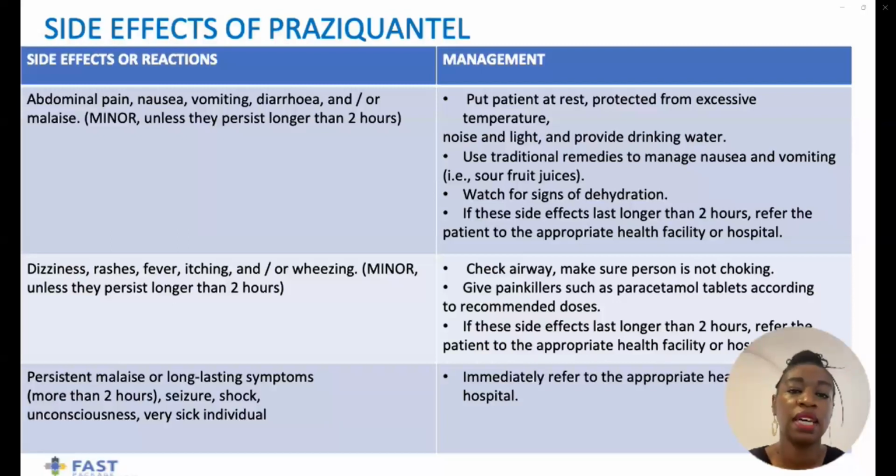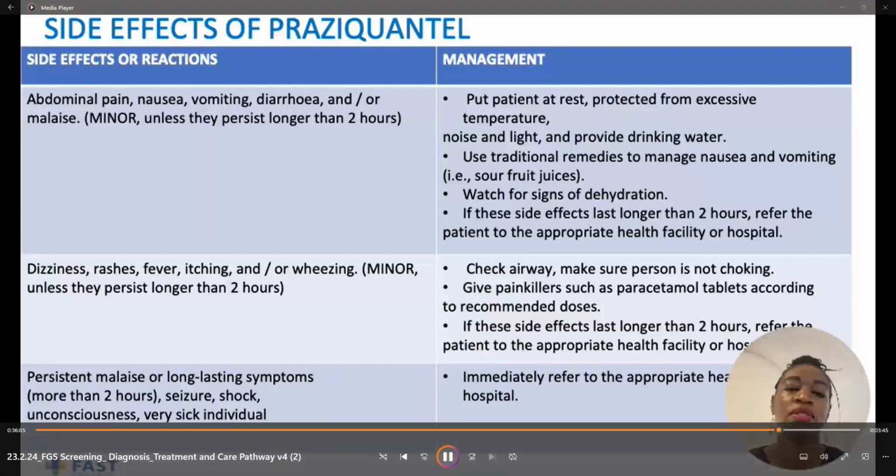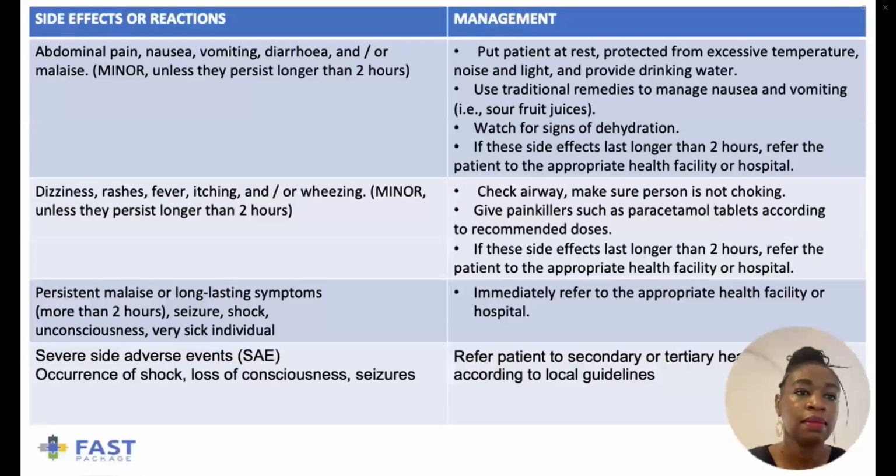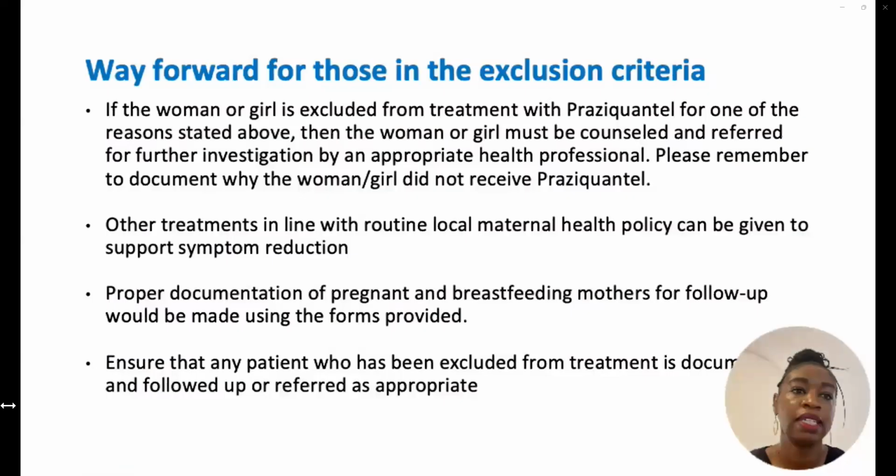But if they go beyond that, you have to intervene, and you can even give them some antihistamine as well as some anti-inflammatory medications, as well as ensure that they are referred to the facility as soon as possible. And the worst case is when they do have seizures, shock, or unconsciousness, then immediate referral to the health facility is advised. They can also have abdominal pain, which we've talked about, and these are the various ways to manage.